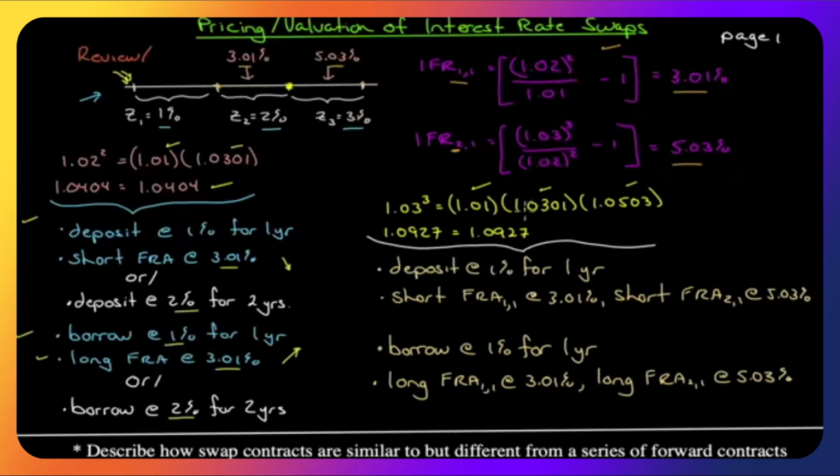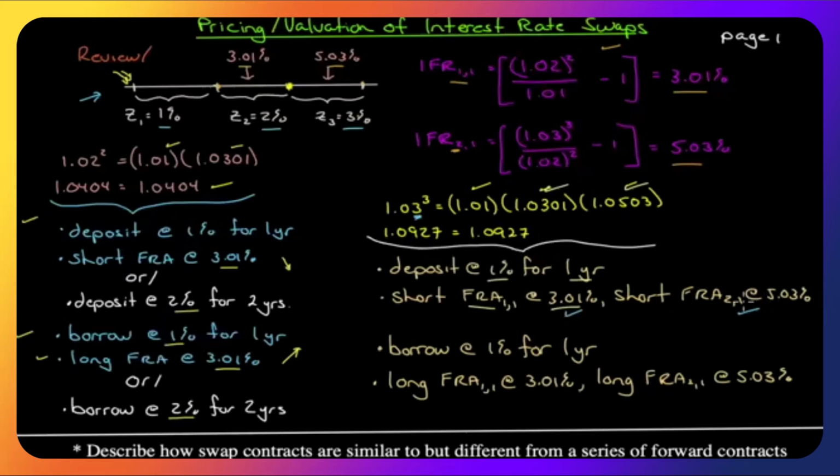And we can apply the same interpretation here, right? Deposit at 1% for 1 year and simultaneously short an FRA at 3.01 and short an FRA at 5.03. Notice what we're doing now is we're doing 2 separate contracts to lock in one rate, to make sure that we get a fixed rate of, here it is right here, the 3%, the spot rate, to make sure we get that 3-year fixed rate, the spot rate itself.